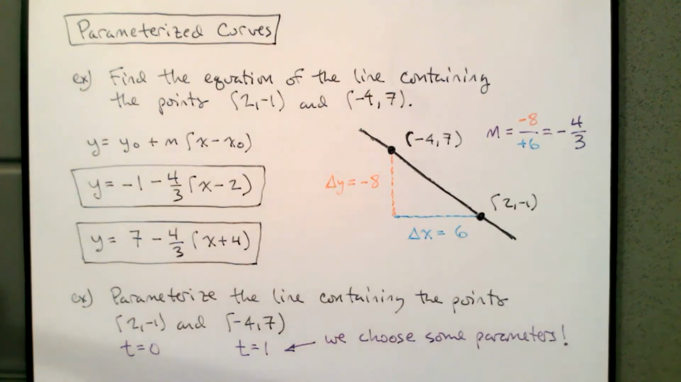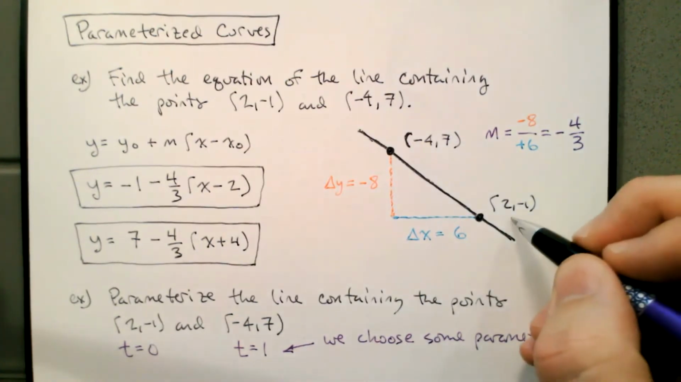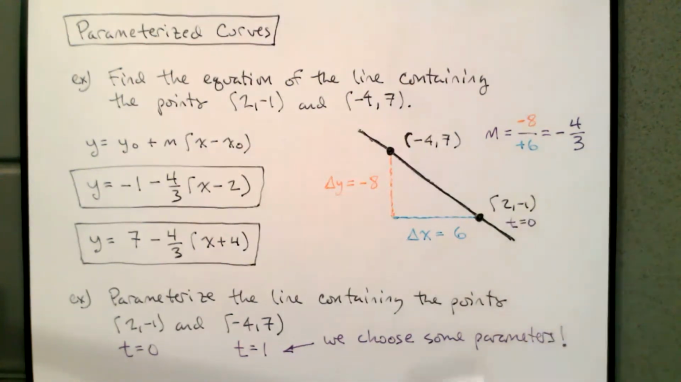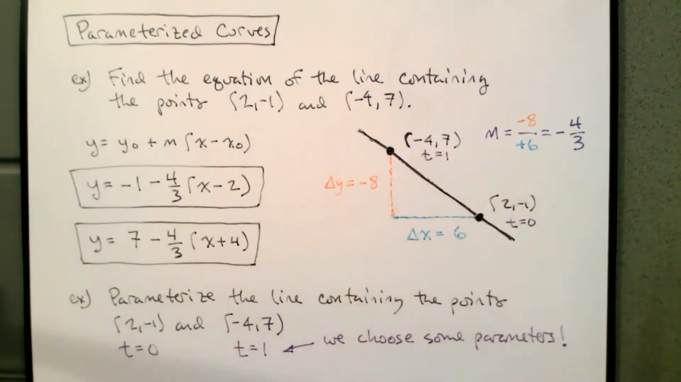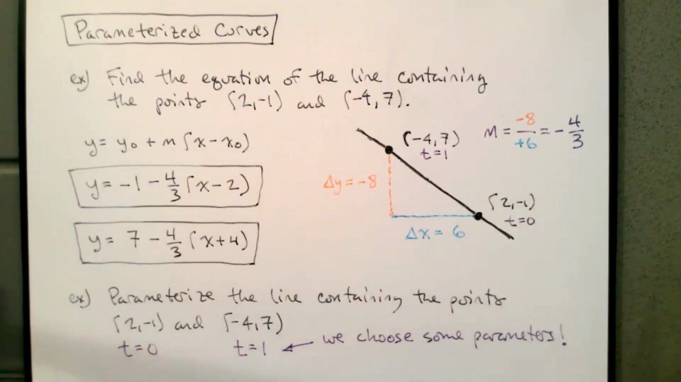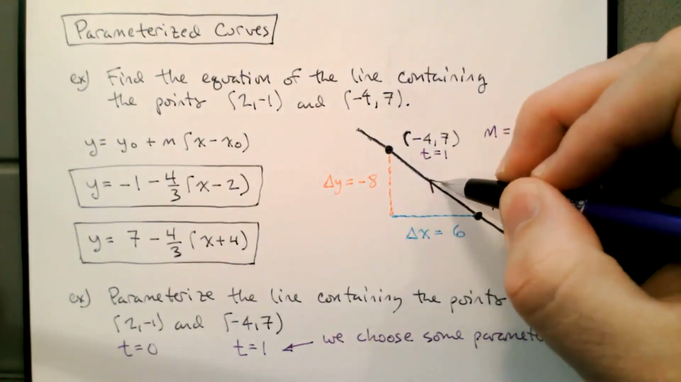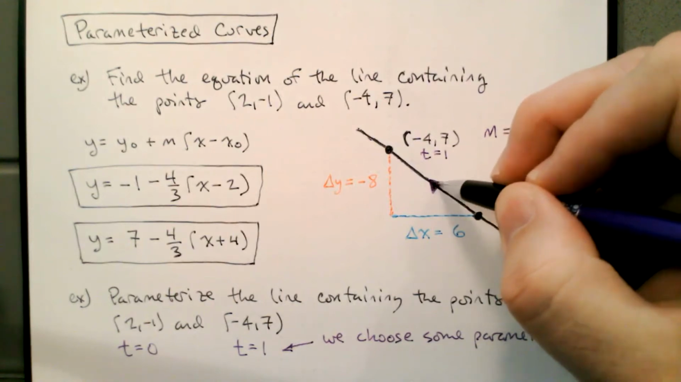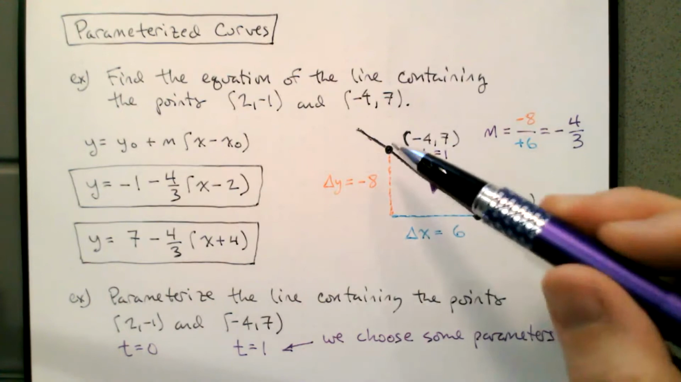Zero and 1 are easy choices. So when I make this choice, where t is equal to 0 at 2, -1, and then t equals 1 at -4, 7, I'm saying that I want this line to go in this direction. So we'll start off here at 0 and then go towards 1.